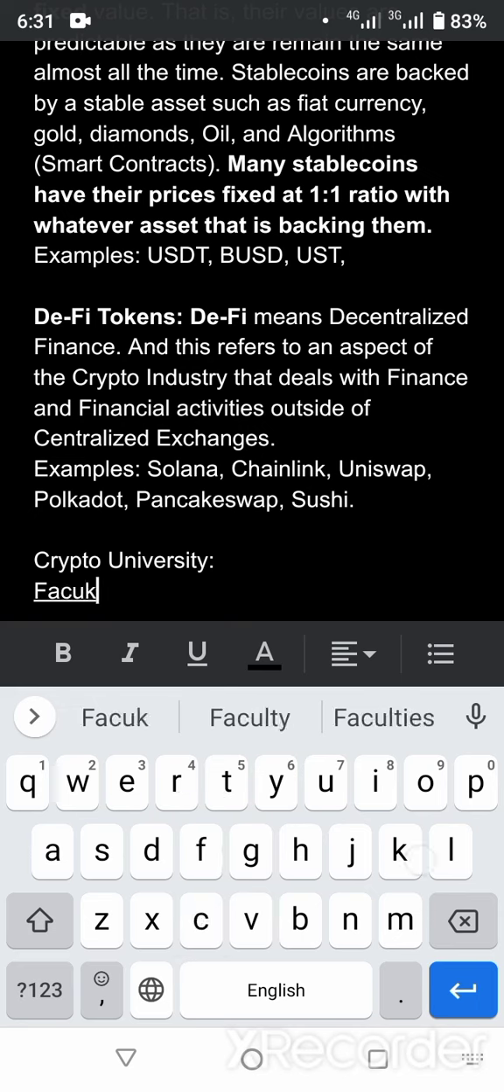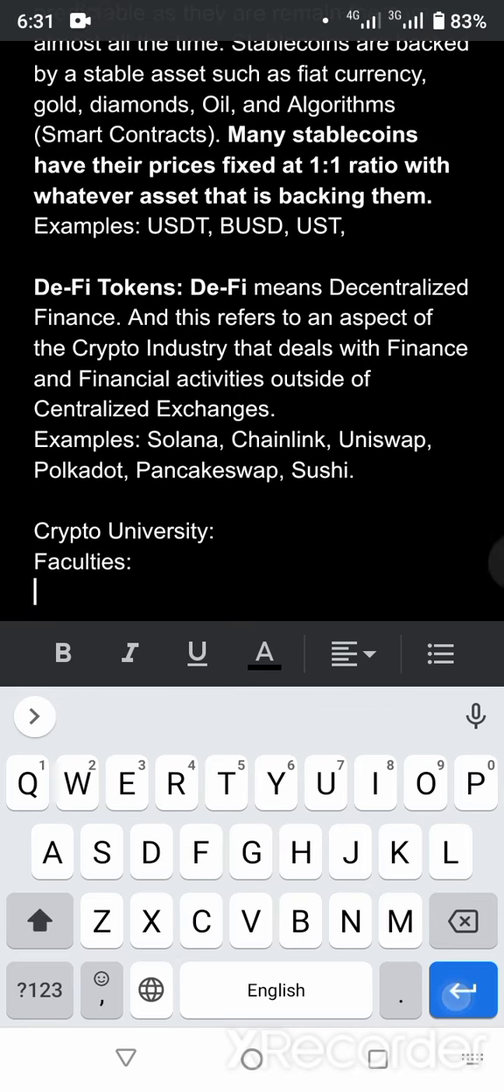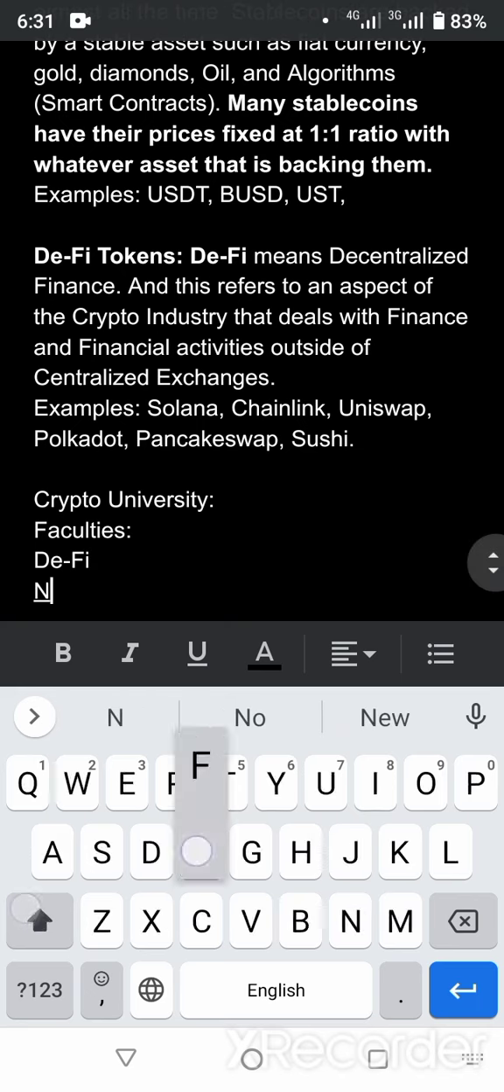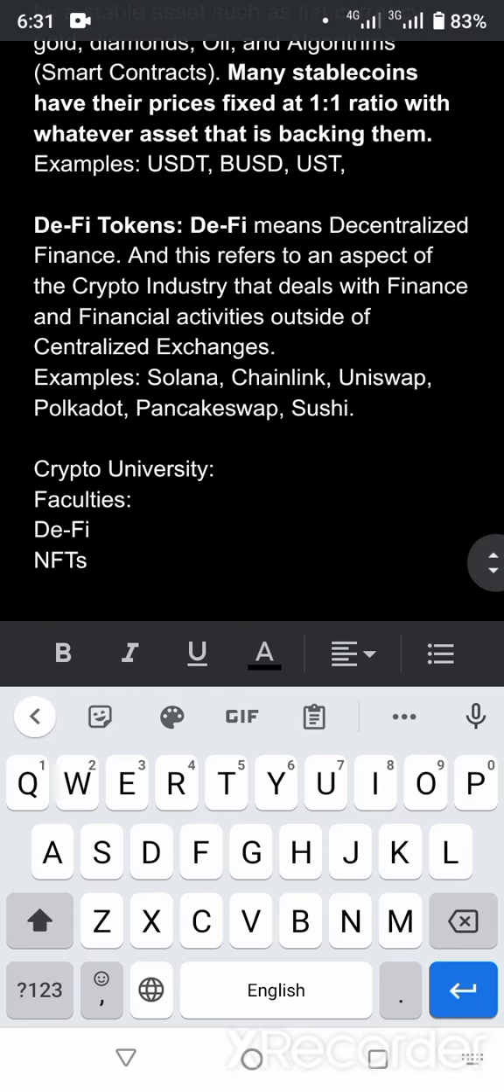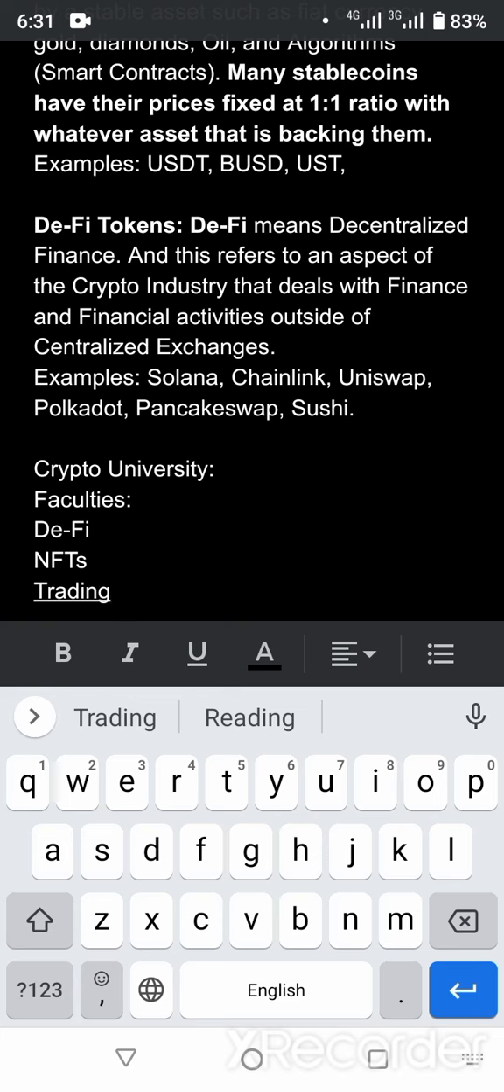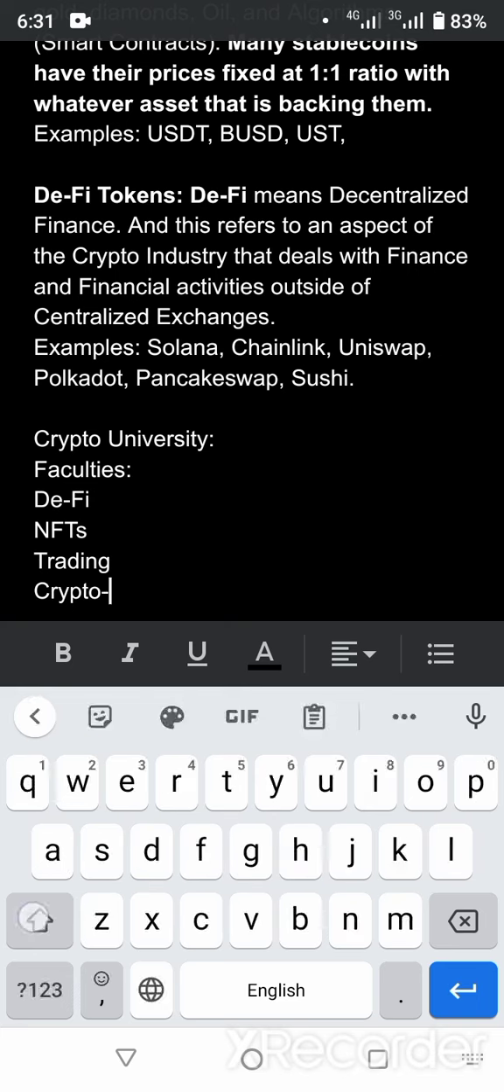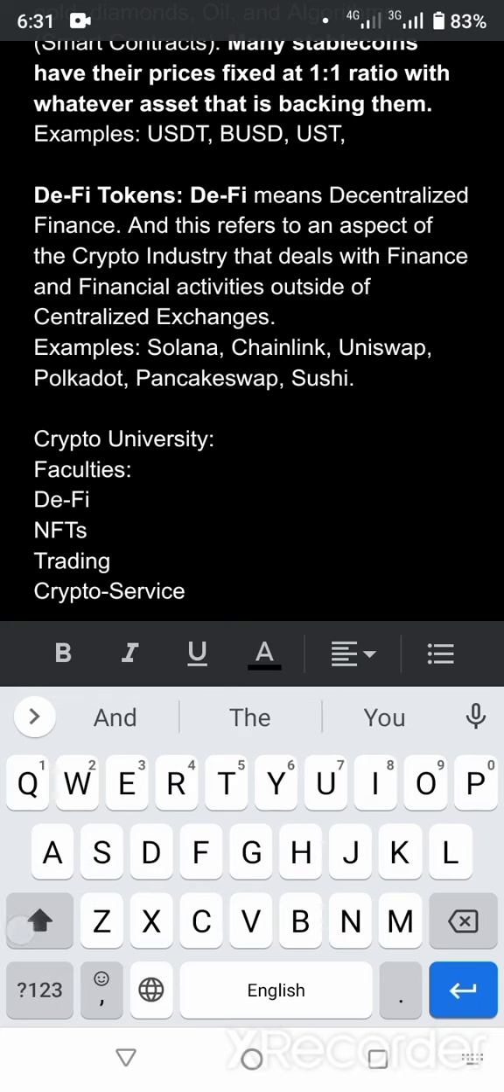Then there are faculties. In these faculties, we have DeFi, like I explained. We have NFTs, then trading or normal trading, exchanges, you name it. Even the crypto service industry. This is where most of us are presently.